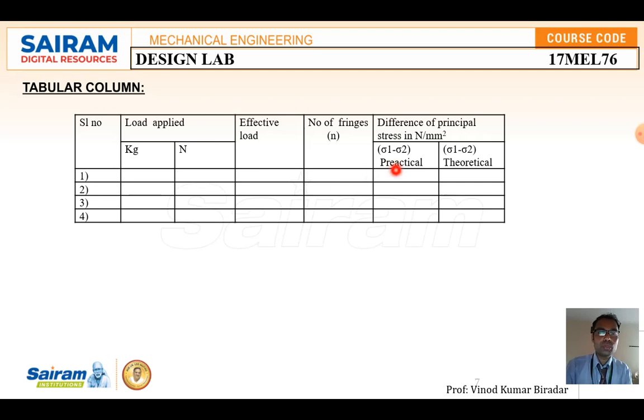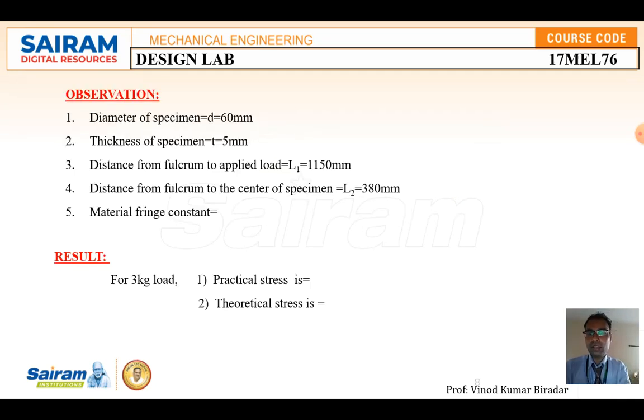Here you need to calculate the principal stresses, practical and theoretical. Here there is a spelling mistake, practical and theoretical. So here the observation is given: diameter of the specimen is 60 and the thickness of the specimen is t equal to 5 mm, and the distance from the fulcrum to the applied load, that is the length L1, is given as 1150 mm, and the distance from the fulcrum to the center of the specimen, that is L2, is equal to 380 mm, and the material fringe constant you need to calculate.